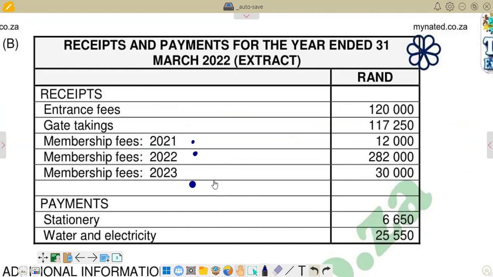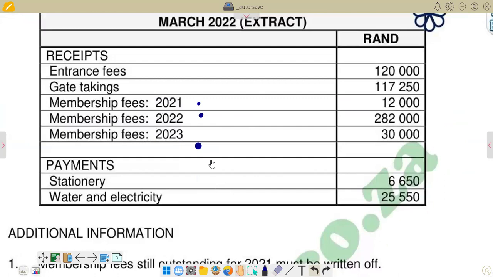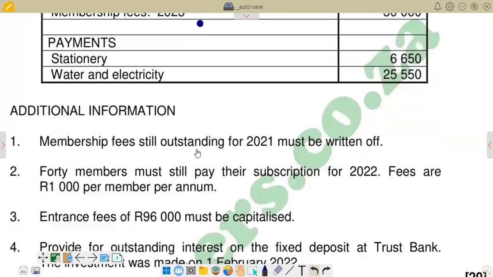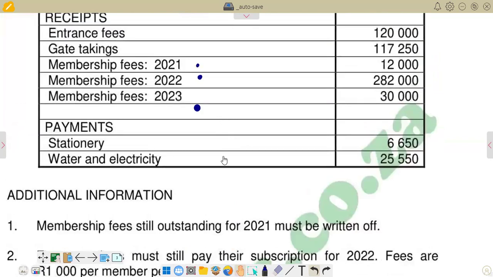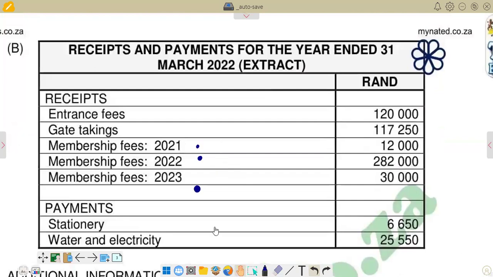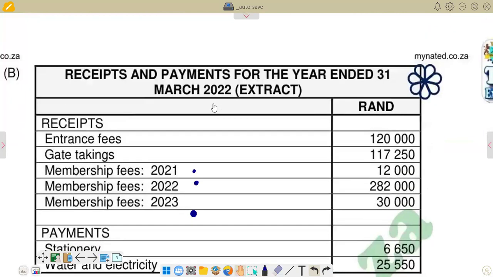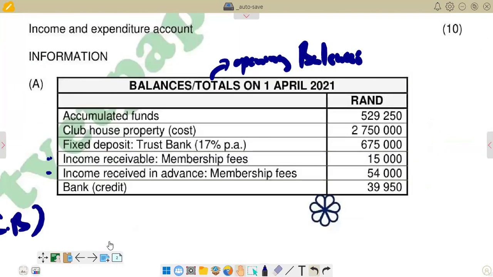If you go down, we also check in the additional information if you've got anything that is affecting membership fees. We are seeing that item 1 is also applying: membership fees still outstanding for 2021 must be written off. So what does it mean? It means the membership fees owing for 2021 that is still outstanding must be written off. But we can only see the membership fees that is owing for 2021 by referring back to the opening balances. If you go to the opening balances, we'd see that we have got income receivable, membership fees. This is representing the amount that is owing.